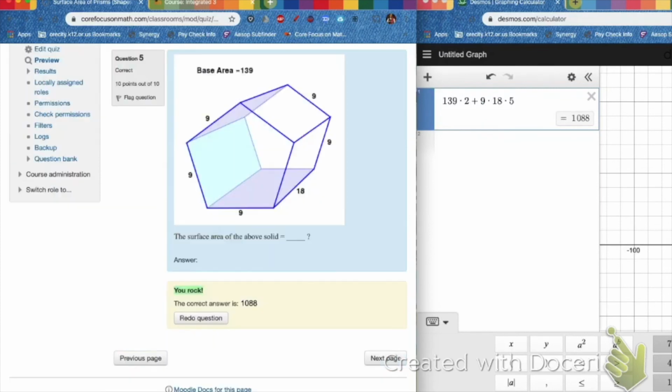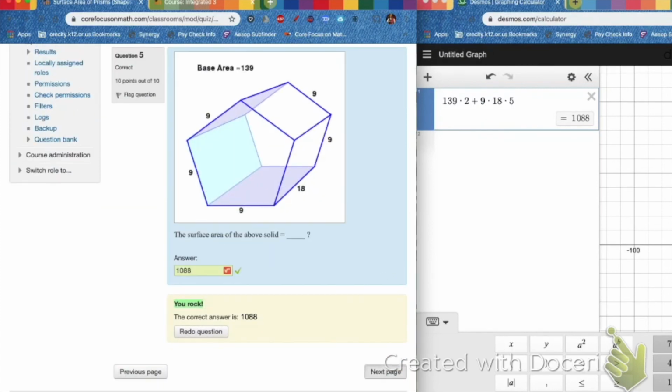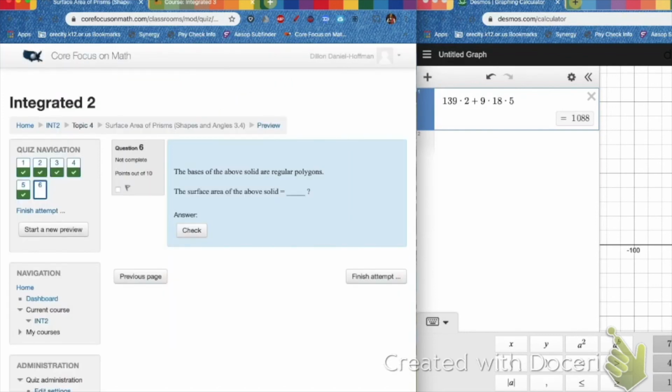So grateful they gave us that base area, because if not, we would have to use complex trigonometry to find it, and that is above our pay grade right now.